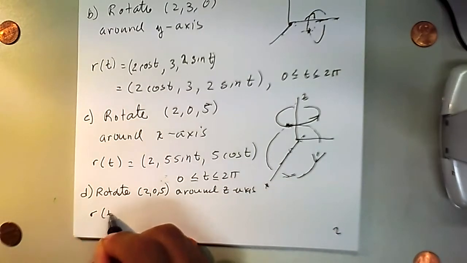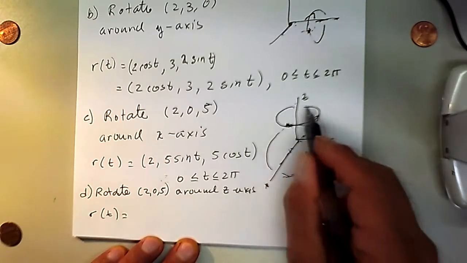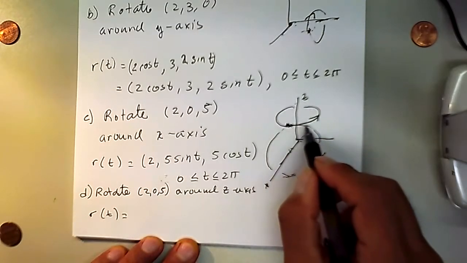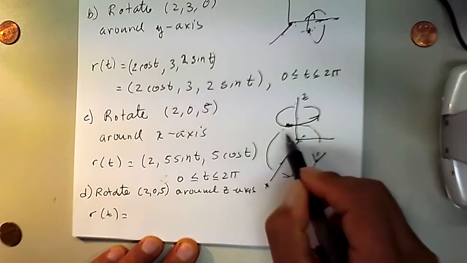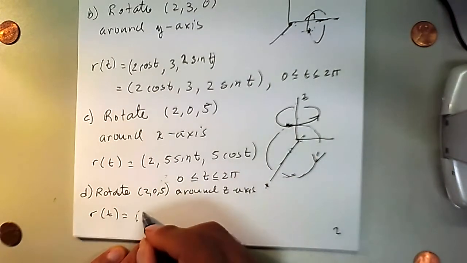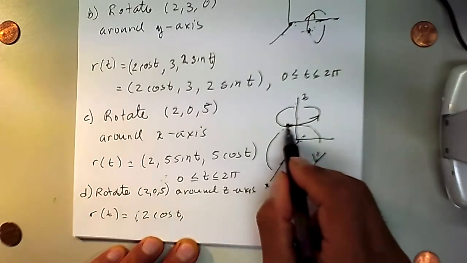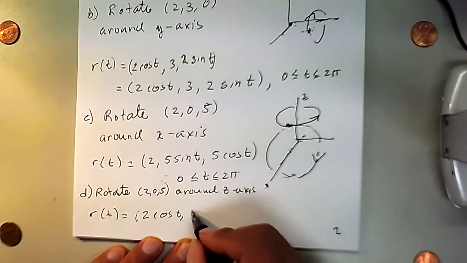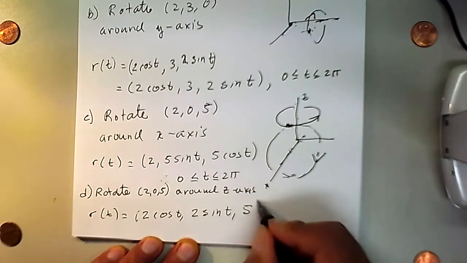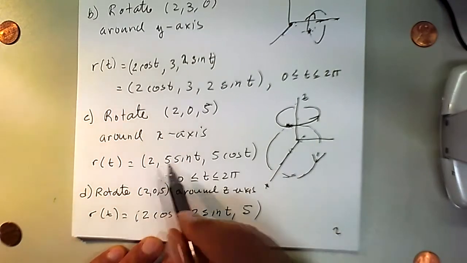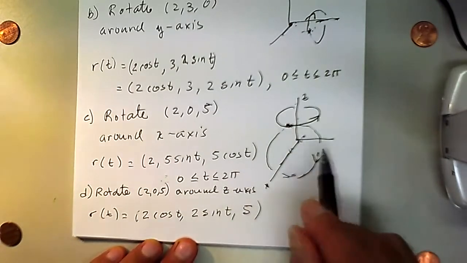r of t is equal to, okay, so we want the z to be constant because we're going to be going around at 5. The radius is going to be 2. We want to start out with an x of 2. So that causes 2 cosine t. And then we want to have some depth in the y direction. So that causes us to have 2 sine t. And then we want the 5 to be constant. So make sure you know how to play around with sines and cosines and the numbers so you get your rotations correctly.